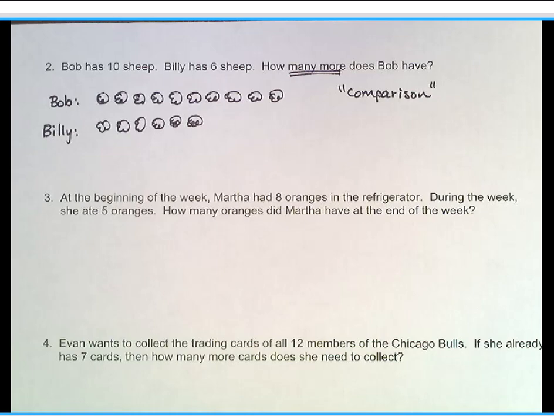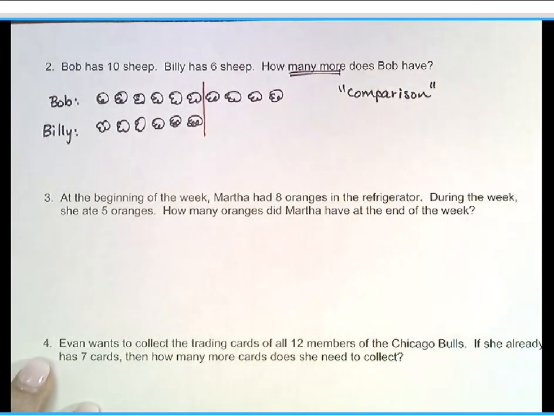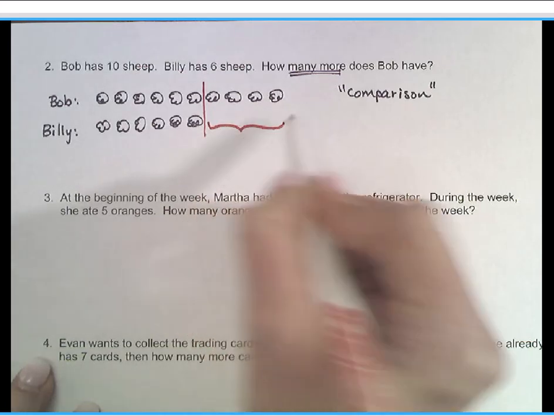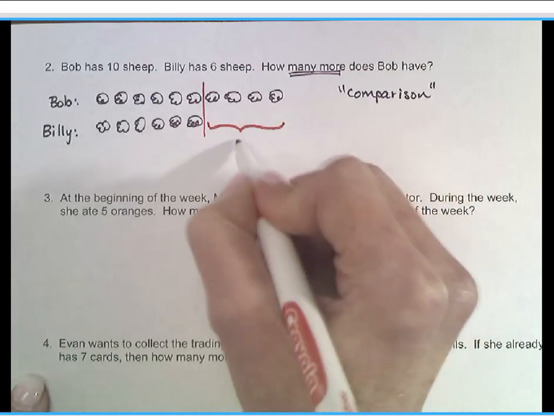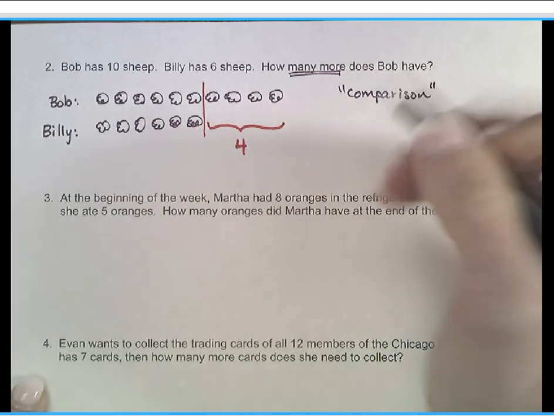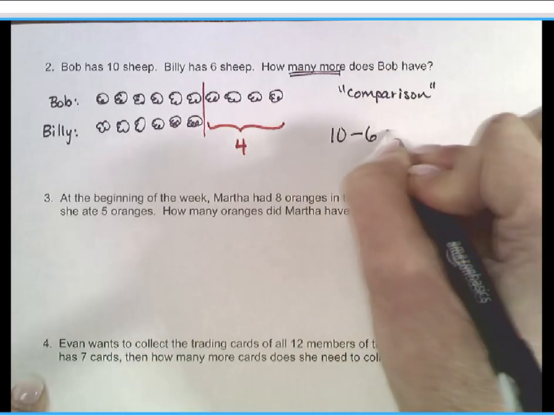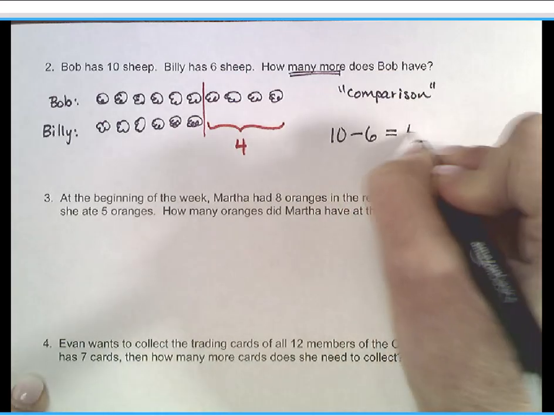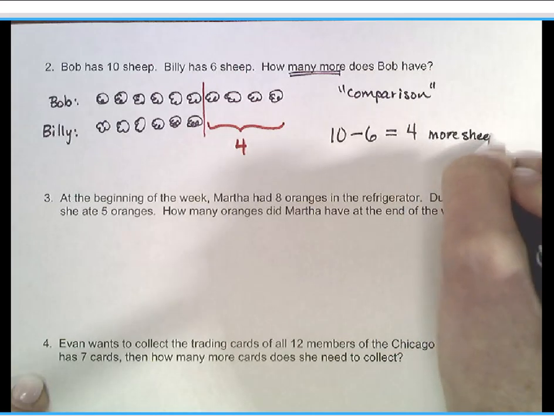So we're trying to compare them. So if you go up to where they're the same, the answer is the difference in the lengths of the two lines, and that difference is going to be 4. So what we're saying is 10 minus 6. The difference between 10 and 6 is 4. 4 more sheep.